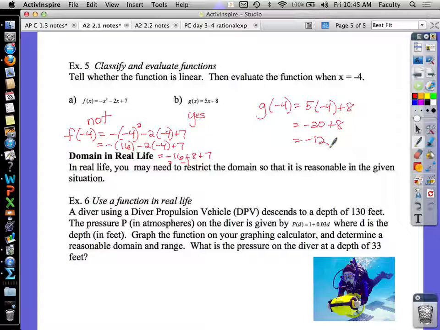All right, domain in real life. Example 6 says a diver using a diver propulsion vehicle descends to a depth of 130 feet. The pressure P in atmospheres on the diver is given by P of D equals 1 plus 0.03D, where D is the depth in feet. Graph it on your graphing calculator and determine a reasonable domain and range. Well, we're going to make it f of x equals 1 plus 0.03x.